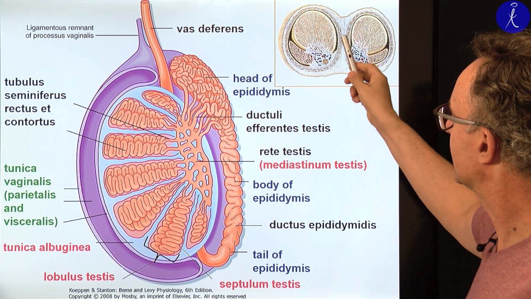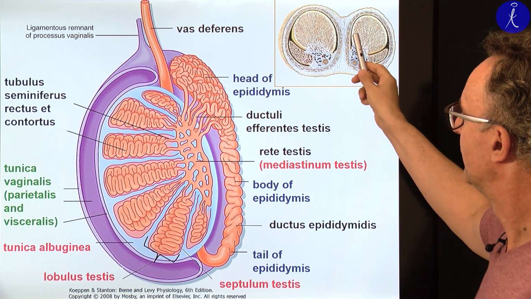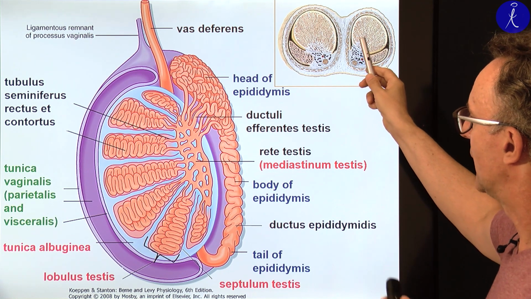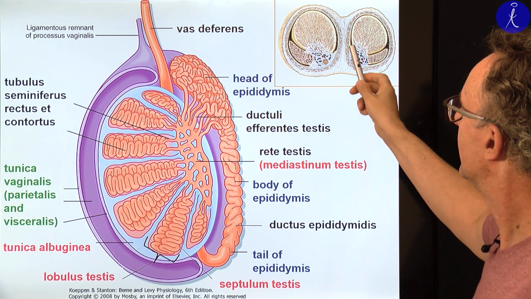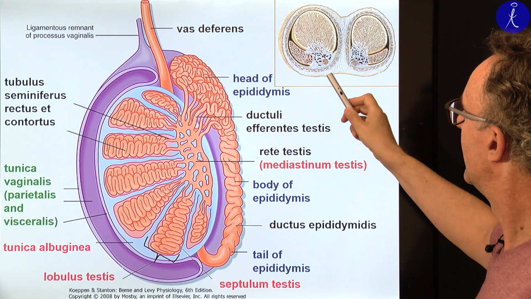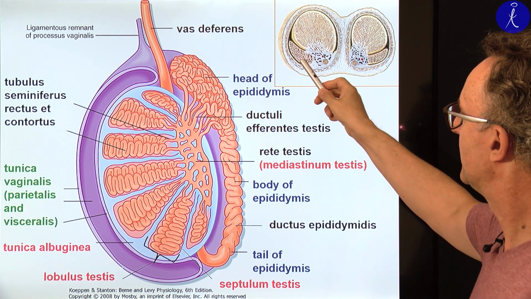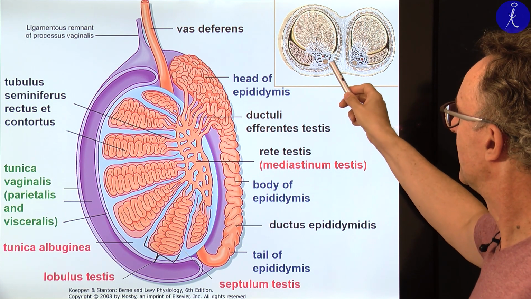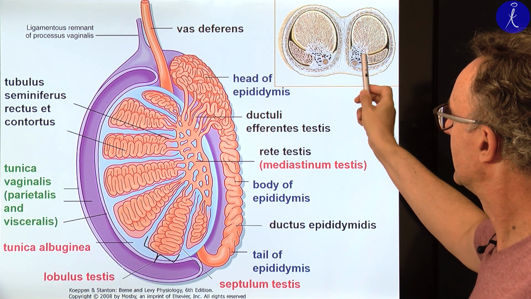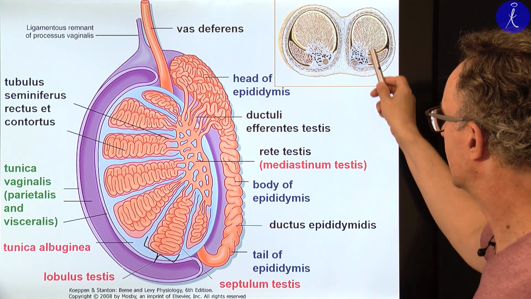The 2 testes are separated in the scrotum, which is the outer covering, by the septum, and otherwise posterior and laterally you see the epididymis, and posterior and medial we see the vas deferens inside, together with the vessels around.